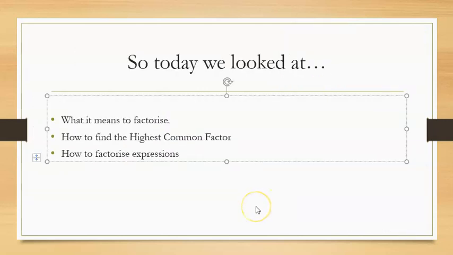So today we looked at what it means to factorise. We briefly touched upon factors, and then we used that to find the highest common factor, and then I went through some examples of how to factorise expressions.